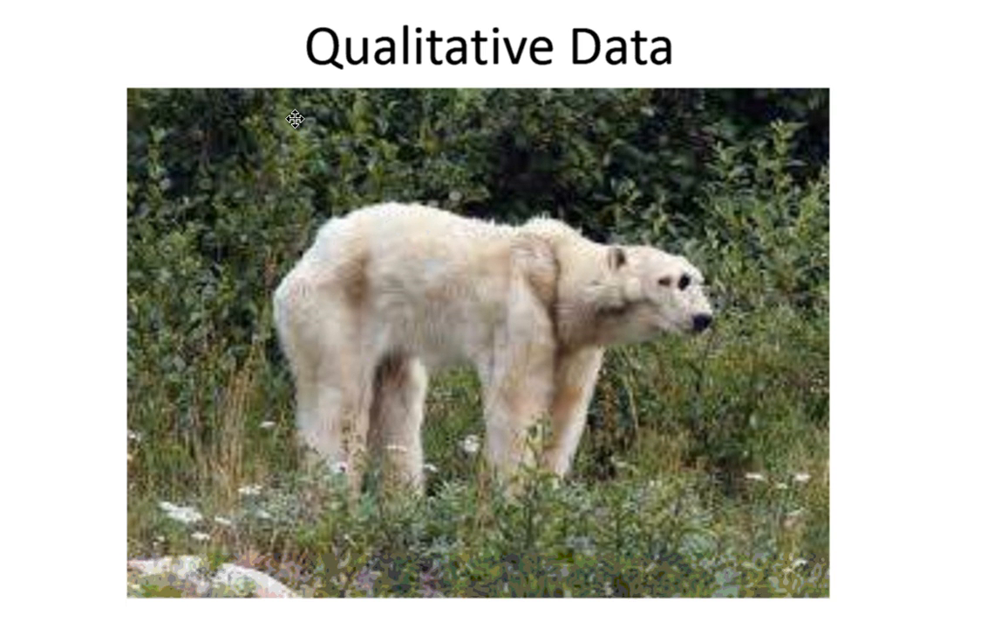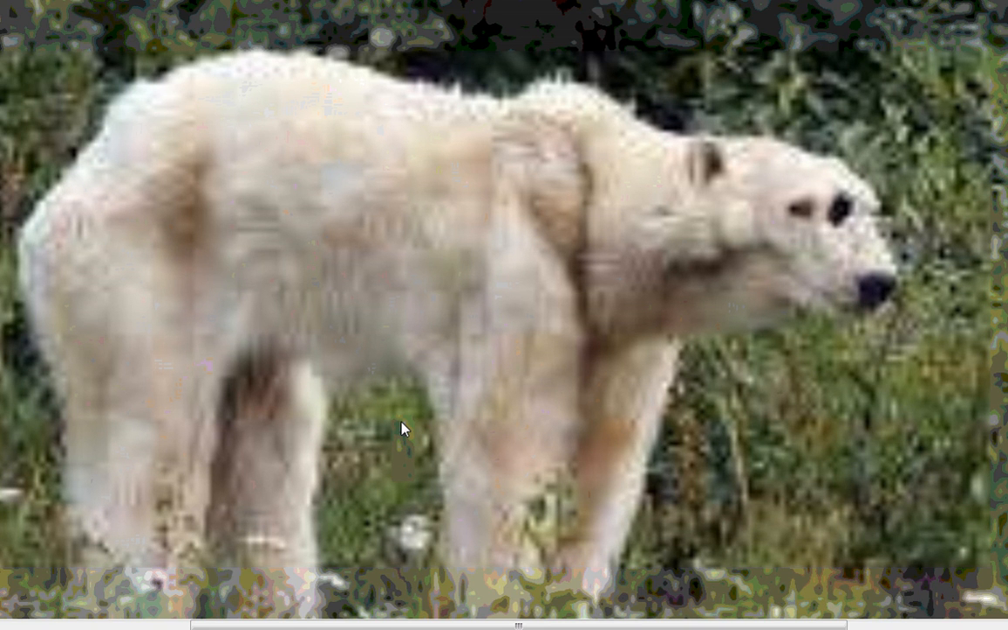So for qualitative data, here's a bear, and this is a sick-looking bear. Qualitative data is data that cannot be measured. It's not going to be a number. When I look at this bear, there are certain qualitative observations that I can make and gather data from. This bear is white. This bear is skinny. This bear has a hole in its head. This bear looks hungry or looks sick. These are all things that you can't measure.